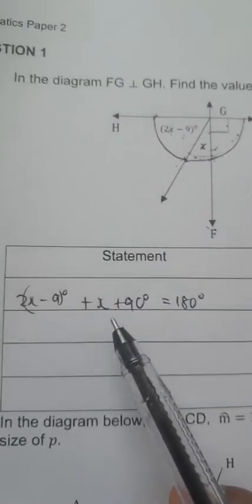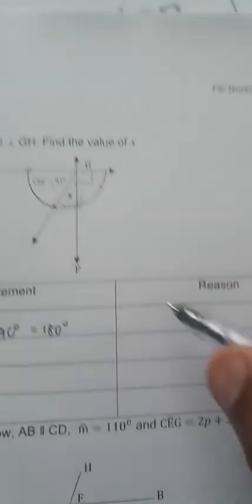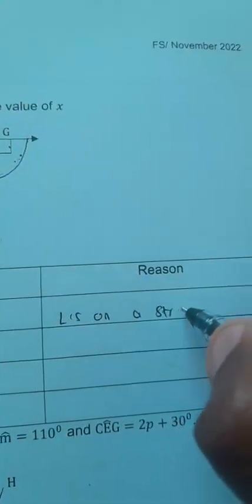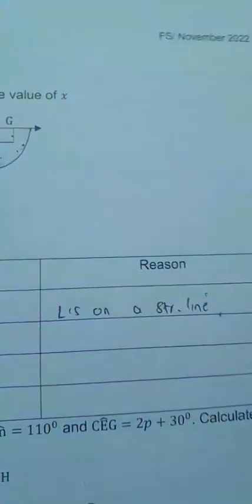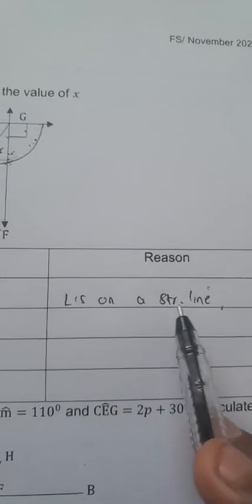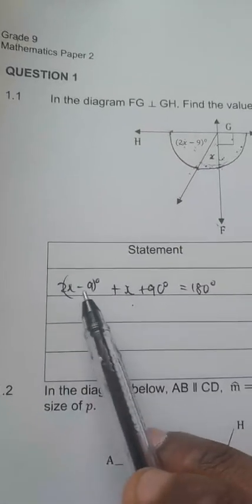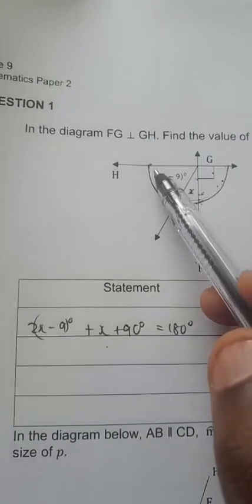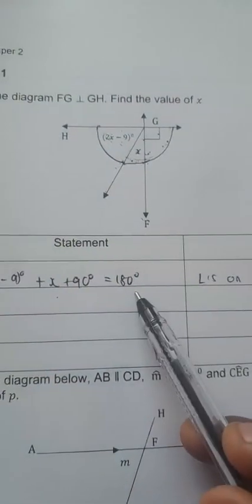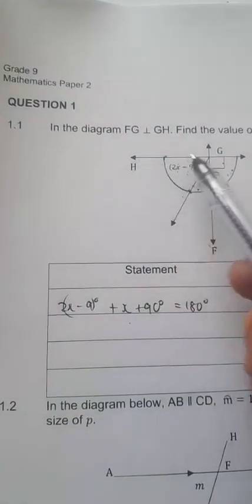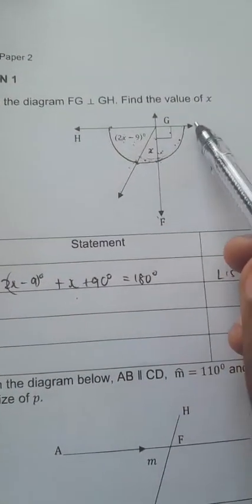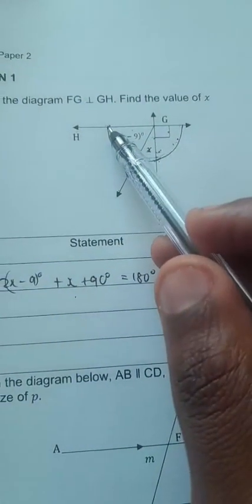So what is the reason? The reason is because we say these are angles on a straight line. And it's very important that we give our reason. So 2x minus 9 degrees plus x plus 90 degrees is equal to 180 degrees. We know that angles that lie on a straight line, and remember, these angles need to complete the straight line. It's almost as if you could actually place your protractor.